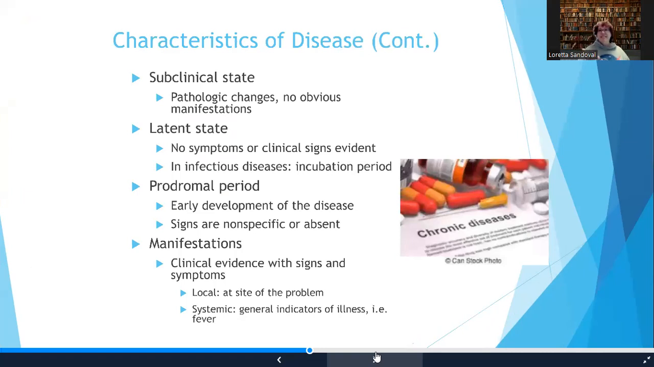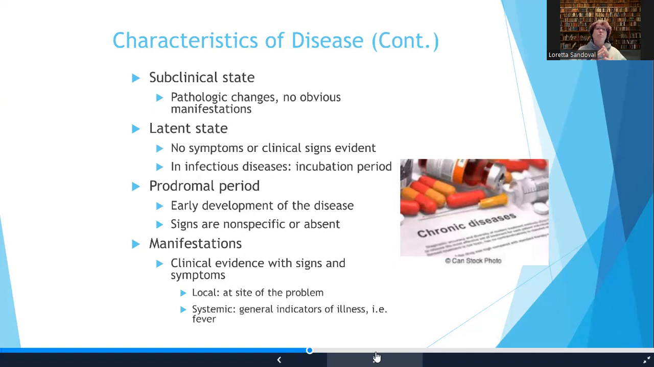So when you're starting to get sick, there are some different stages of getting sick, basically. And I think we've all experienced them with things like colds and other illnesses that we've had. So the subclinical state is that there are pathologic changes, but no obvious manifestations yet. So something's going on in your body and changing, but we don't have anything we can measure yet. A latent state is there are no symptoms or clinical signs evident. In infectious diseases, that's known as the incubation period. So that's the time when you have the disease, it's coming on, but you don't have any signs or symptoms yet, and you can't tell you're getting sick, and nobody else can tell you're getting sick either.